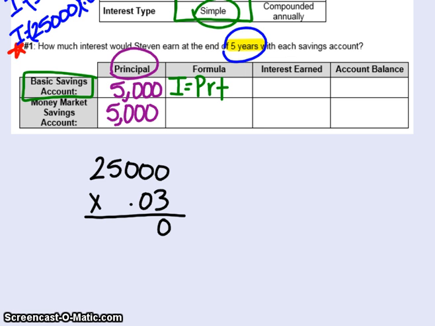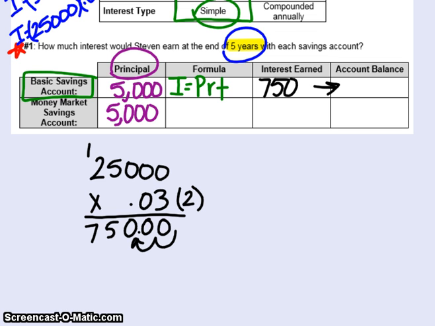Three times 0 is going to give me 0. 3 times 5 will give me 15. 3 times 2 is 6. 6 plus 1 is 7. And all I have to do is move that decimal over 2 times, which will give me $750. So I know that my interest earned is $750.